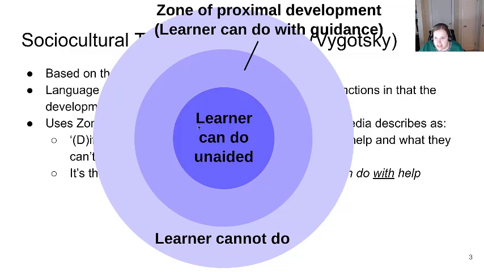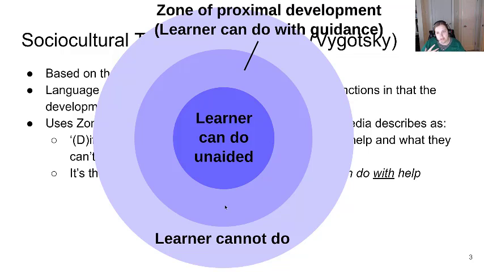So the inner circle is the things the learner can do unaided. The farthest out circle, the lightest circle, is things the learner simply can't do at this stage. And this middle one, this medium purpley color, is the zone of proximal development. The learner can do these with guidance or with help. So it's where the sociocultural theory proposes that you can make gains.